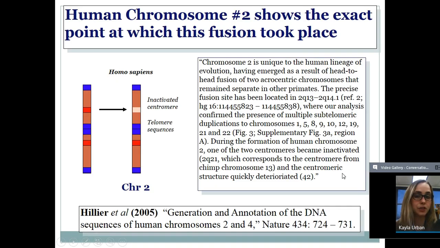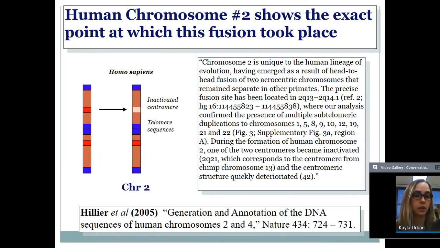In that article in 2005, it showed that human chromosome number 2 shows the exact point at which the fusion took place. It says chromosome 2 is unique in the human lineage of evolution, having emerged as a result of head-to-head fusion of 2 chromosomes that remain separate in other primates. The precise fusion site has been located, and our analysis confirmed the presence of multiple subtelomeric duplications to the chromosomes. During the formation of human chromosome 2, one of the 2 centromeres became inactivated and the structure quickly deteriorated.